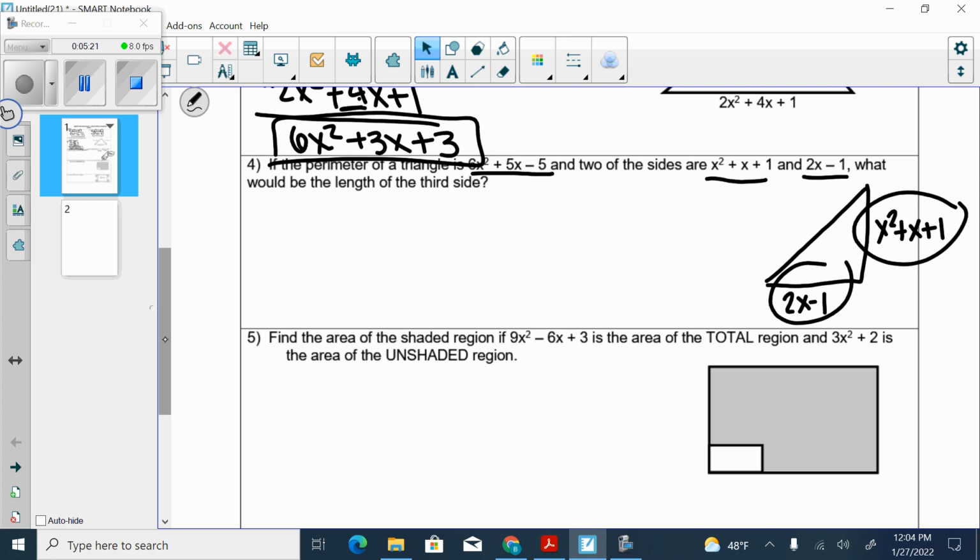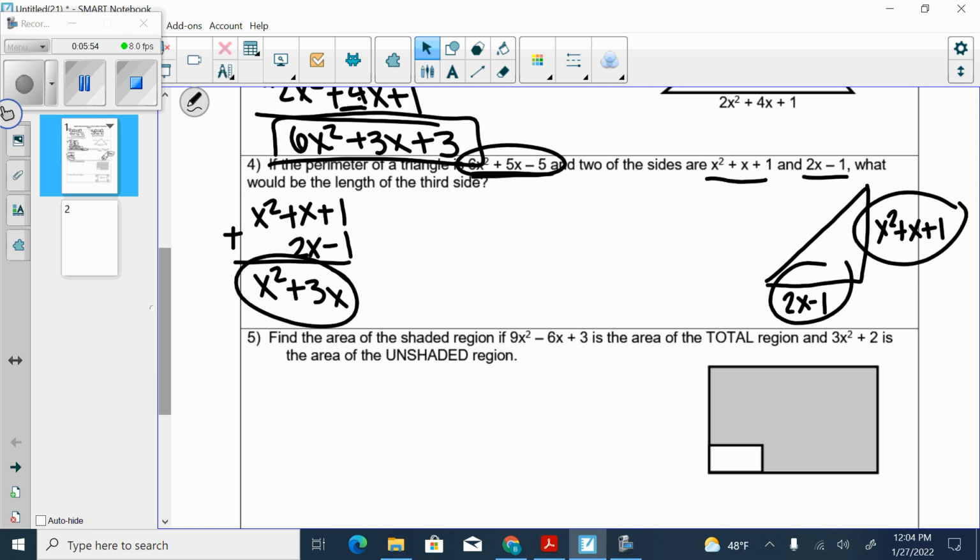But first I have to put these two together, right? So I'm going to add the two sides that we know together, x squared plus x plus 1 and 2x minus 1. Okay, is there any other x squared besides the one in the first term? No. So we just have x squared. Then I got x and 2x. Good. And positive 1 and negative 1. Right, gone. Right? So when we add them up, this is what we get. And then like you guys said, we would just subtract that from the perimeter, which is this number.